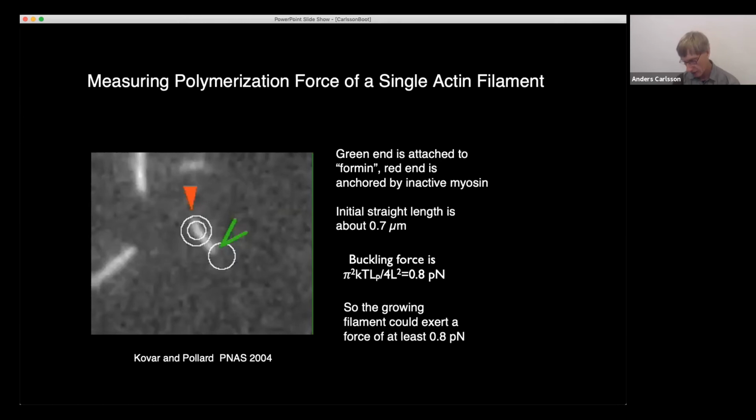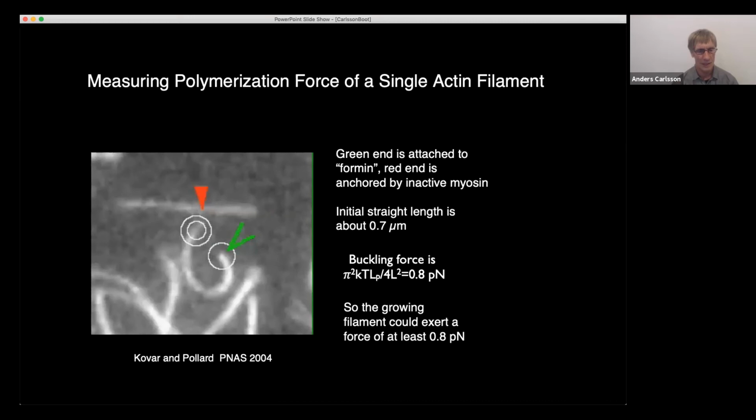And so the question, or excuse me, the experiment worked by seeing if the filament could generate enough force to buckle itself. So there's a mechanics calculation for the buckling force, and you don't need to worry about the details here. The point is, this is something pretty well known from classical mechanics. And for a filament of this length, 0.7 microns, that buckling force would be close to a piconewton. So in other words, if the filament can buckle itself, then we know that it's exerting at least a piconewton of force. So here we go, let's watch it.